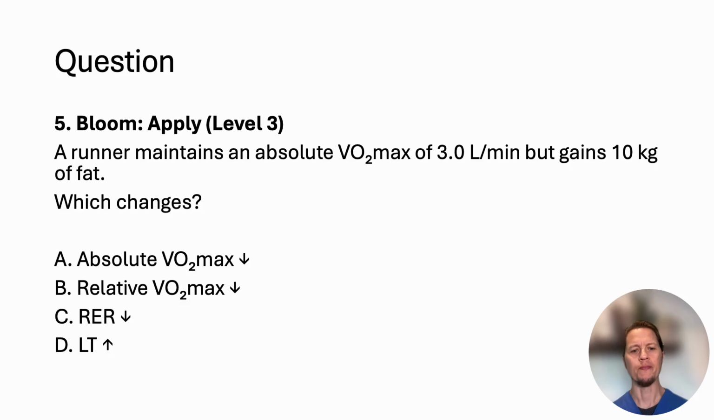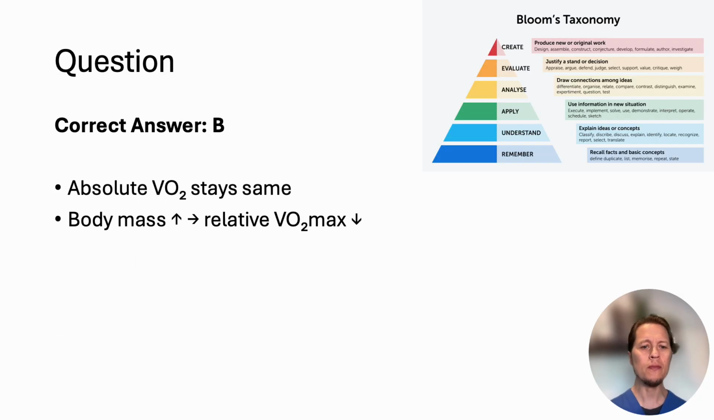Question 5, halfway through. A runner maintains an absolute VO2 max of 3 liters per minute, but gains 10 grams of fat. Oh no, that's not good. Over the years, I've gained a little bit of that, and I gotta work on that. What changes to their body physiology? Is it A, their absolute VO2 max goes down, B, their relative VO2 max goes down, C, their RER, respiratory exchange ratio, goes down, or D, their lactate threshold goes up? Pause if you need it, and the answer is B.